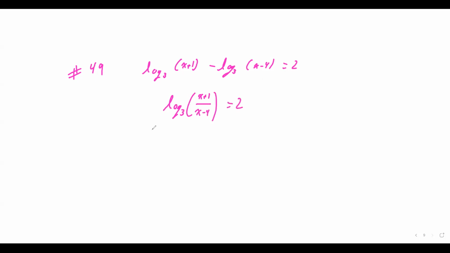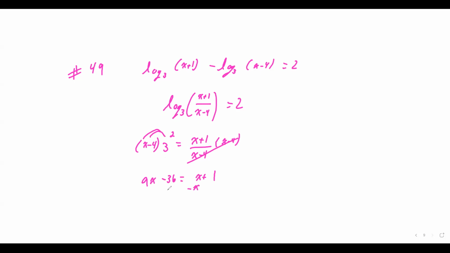Now I can use the log rule. We're turning this into an exponential. So this is now 3 to the second power equals x plus 1 over x minus 4. Now I can just solve. I don't like fractions, so I multiply both sides by x minus 4. This is 9, so I'm going to distribute this. So this is going to be 9x minus 36 equals x plus 1.